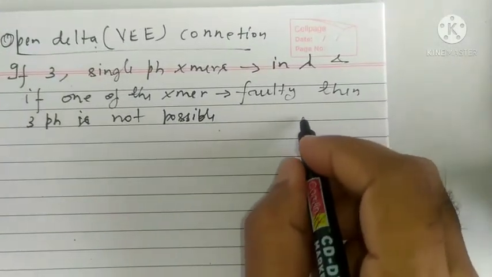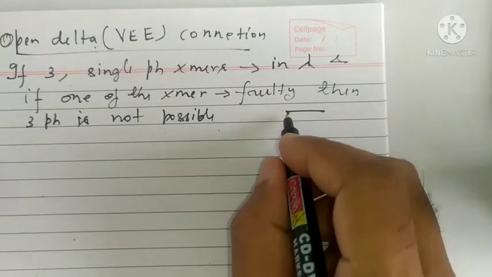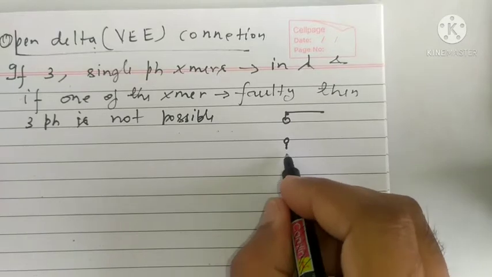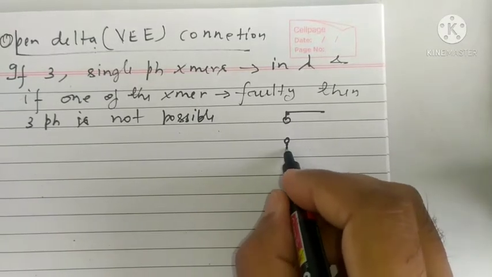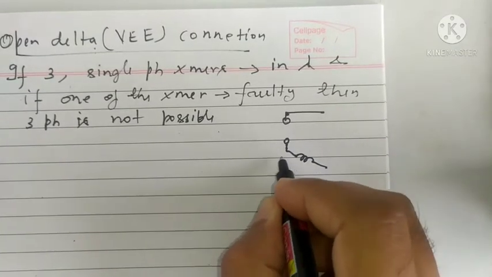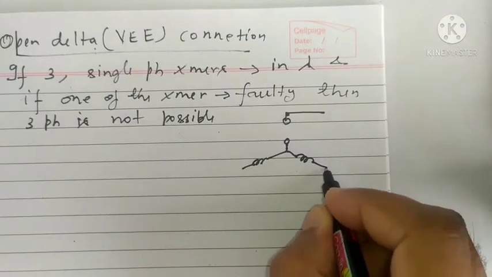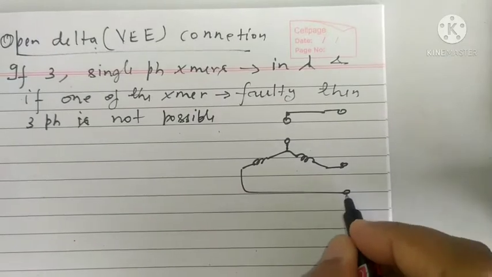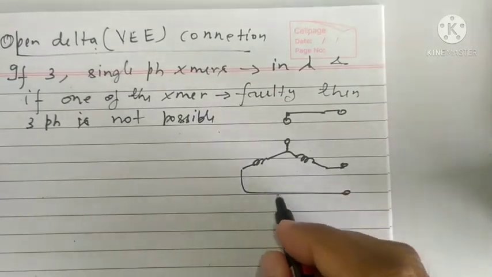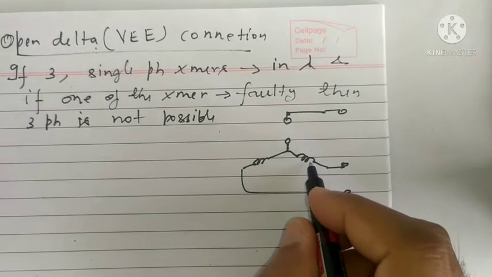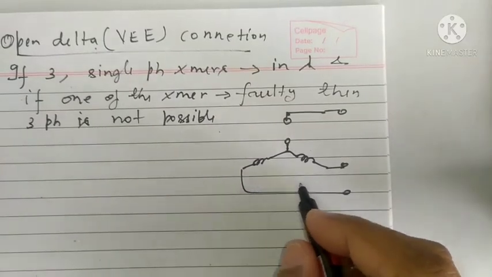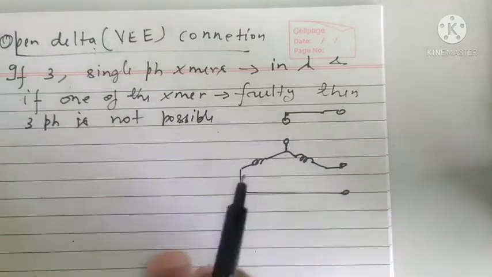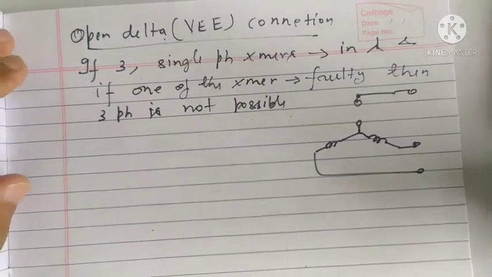How can we see it? So this is one transformer having faulty winding, and the second transformer is here. So you have only these two terminals, so you will get this voltage plus this voltage, an algebraic sum, and that will be a single phase only, right? And this terminal is not available, so three phase supply is not possible.